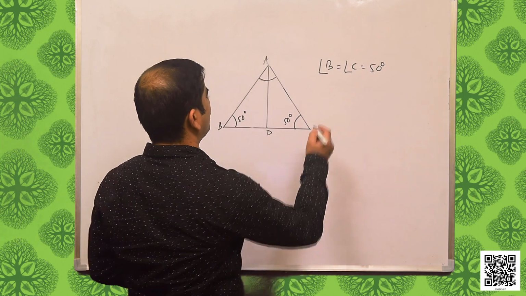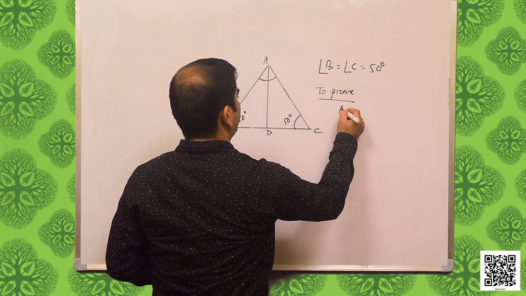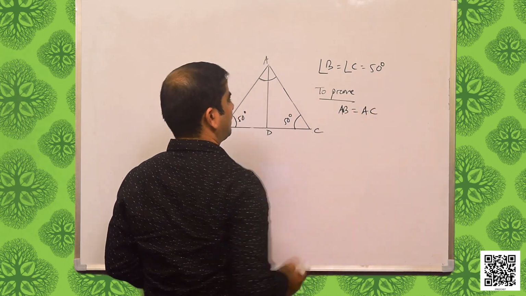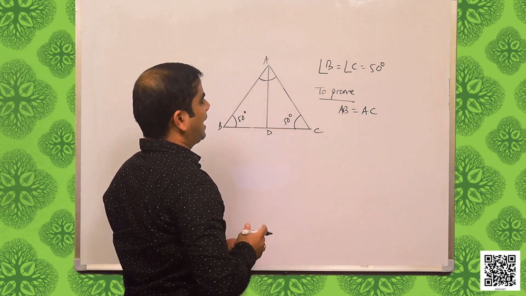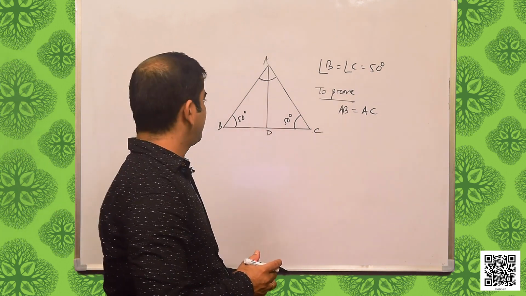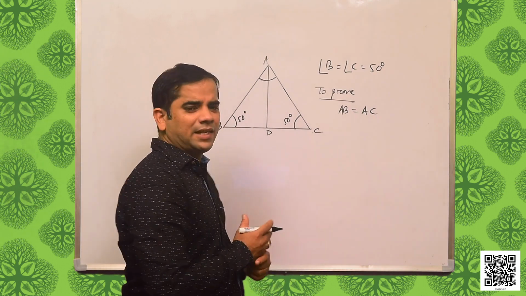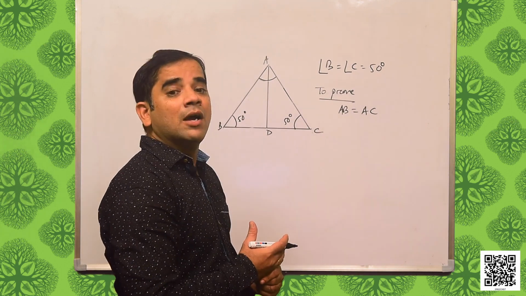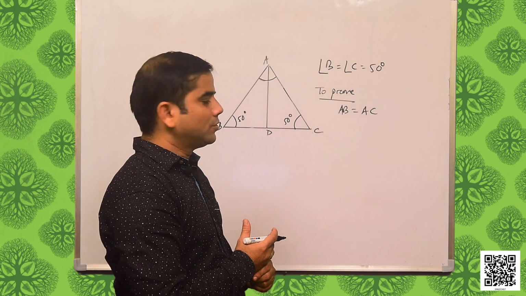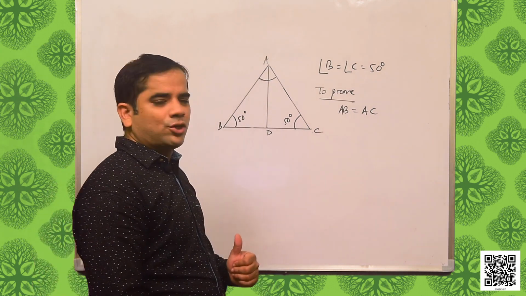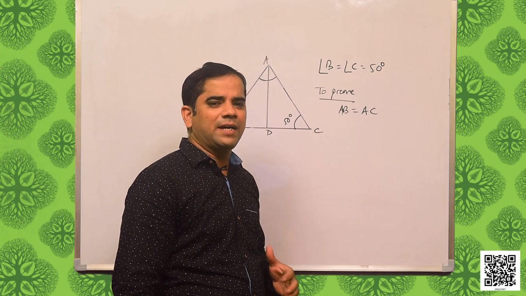That means we need to prove AB is equal to AC. In the same way, if we can prove that triangle ABD and triangle ACD are congruent to each other, then we come to a conclusion that AB is equal to AC, because they will be corresponding sides of the congruent triangles. So let us try to prove that triangle ABD and triangle ACD are congruent.